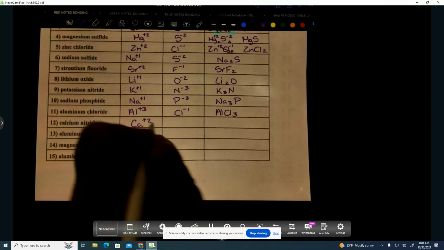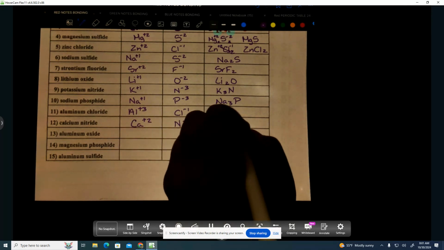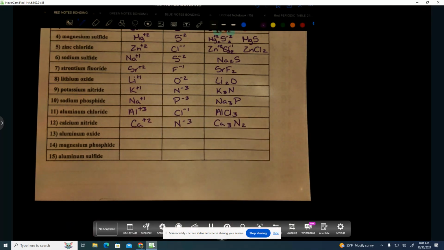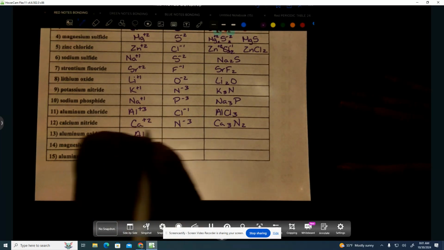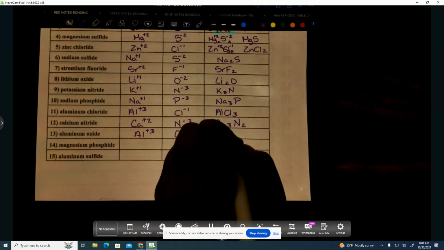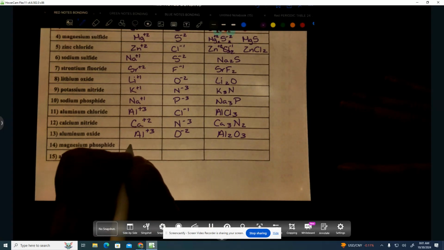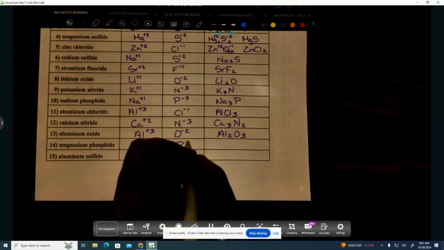Calcium +2. Nitrogen -3. Ca3N2. Better just check myself on that one. Yep. Okay. Aluminum is a +3. Oxygen is a -2. Al2O3.